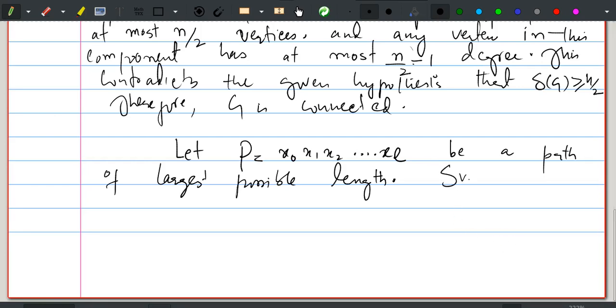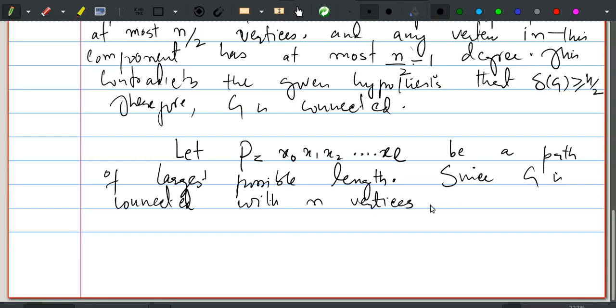Since G is connected with n vertices, this L is less or equal to n minus 1, because in a graph of order n, i.e. a graph on n vertices, we cannot have a path of length bigger than n minus 1. That is why L is less or equal to n minus 1.